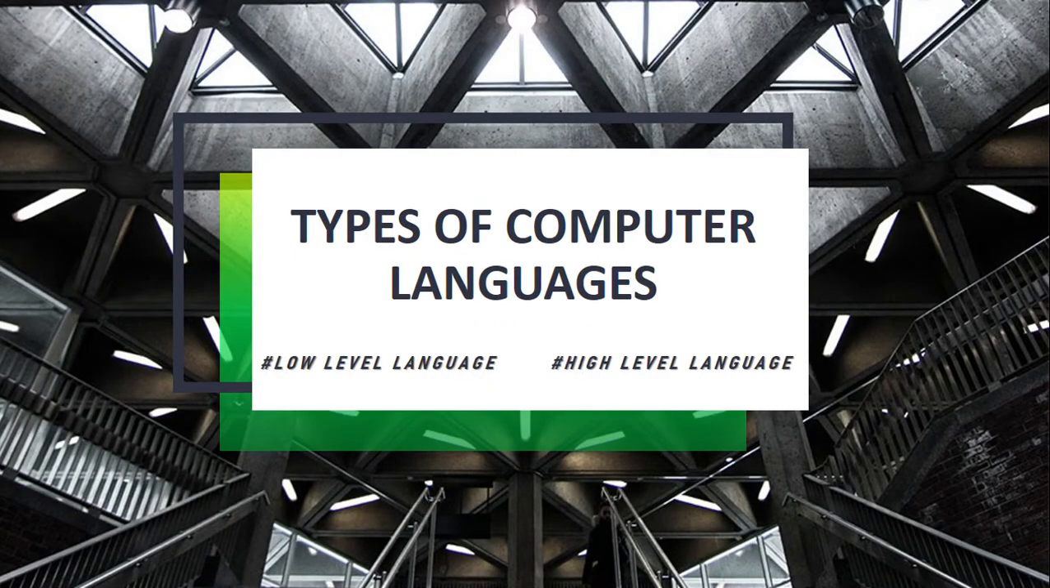Now, when we are studying this unit and this chapter, you have to know these things, that is, types of computer languages. As you all know, there are two types of computer languages: low level language and high level language. Keep these two in mind, low level language and high level language.